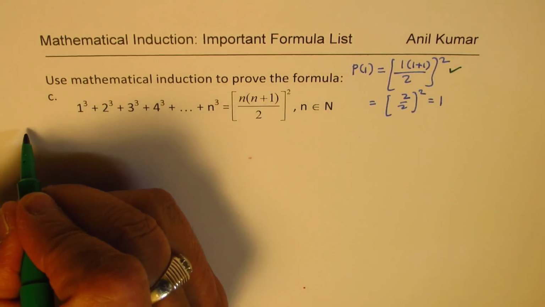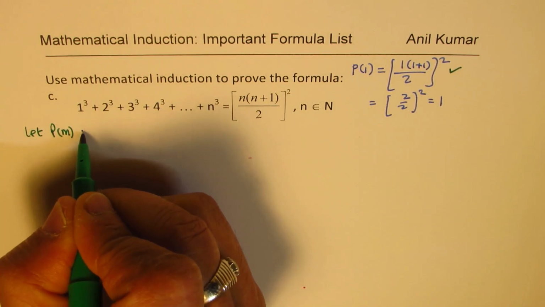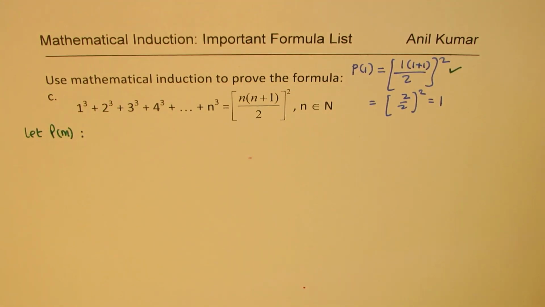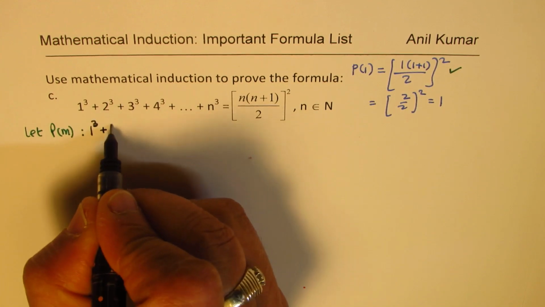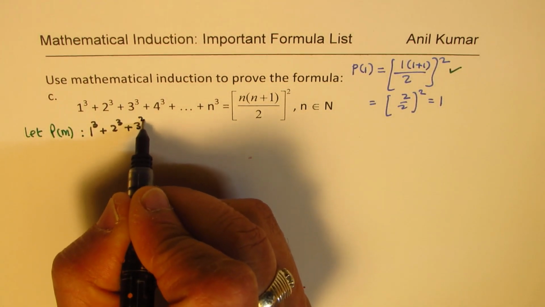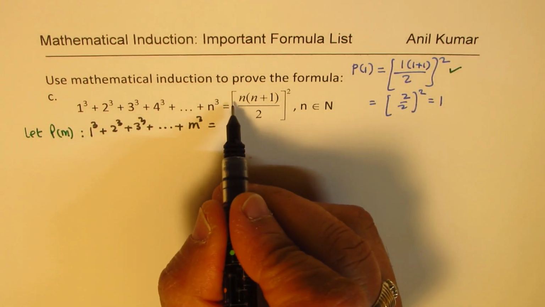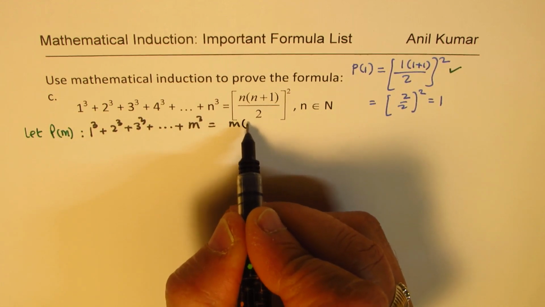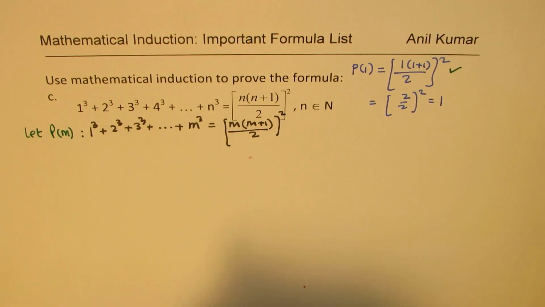Now we'll say let P of m be true. Correct? So we'll do it for P of m, and then we'll check for P of m plus 1. So P of m will be 1 cube plus 2 cube plus 3 cube plus so on till m cube, which should be equal to what? n will be replaced by m. So we get m times m plus 1 over 2, whole square, for m belonging to natural numbers. Is it okay? So we'll say that this is true for us.